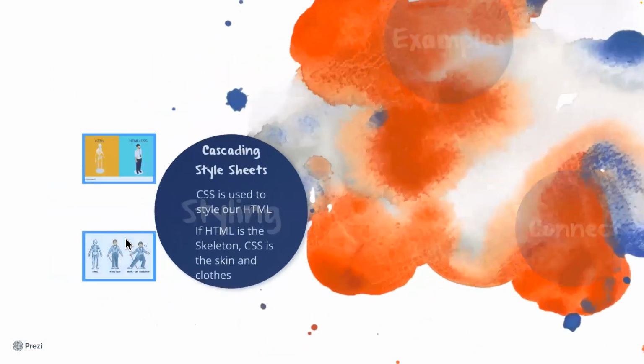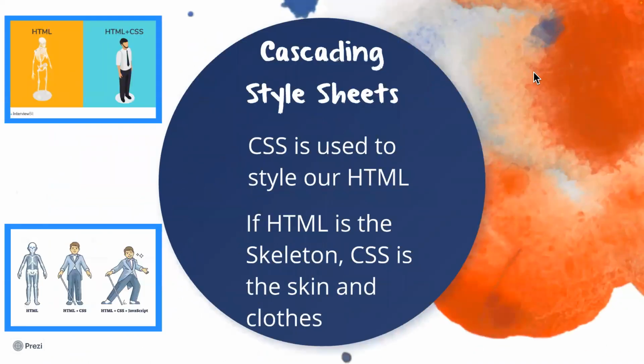Okay. So it stands for cascading style sheets, and CSS is used to style our HTML. So again, if HTML is the skeleton of our page, the text, the bullet points, the links, CSS is the skin and clothes. So now we're going to give a bit of stylish flavor to the text that we are putting on our page. And JavaScript will add some functionality, make it stand out even more.